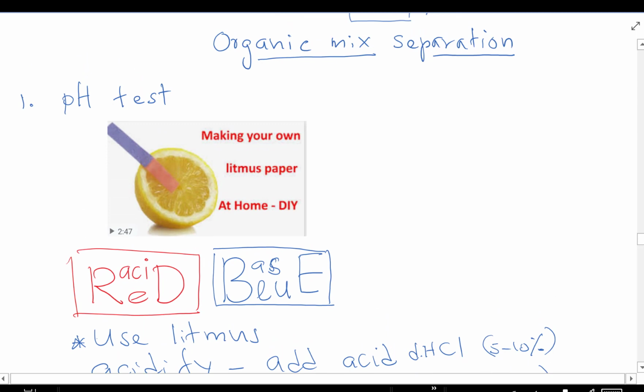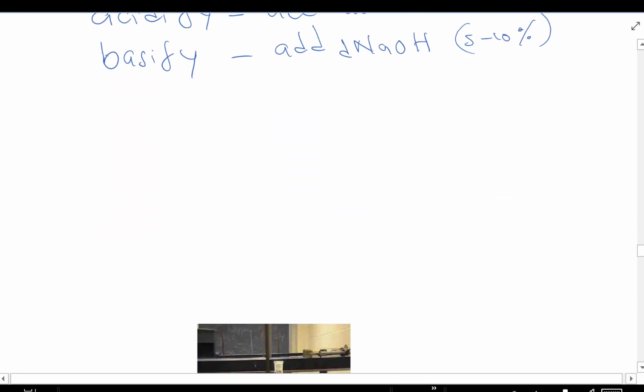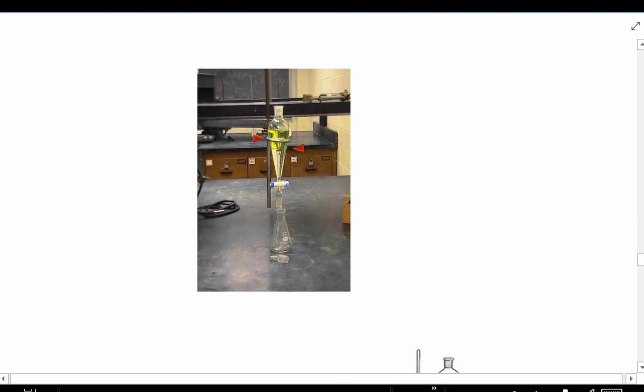Now, we can also look at the mixture separation, where, like I said, it's acid and neutral. So that's type A, and N is type A. And you need a different flowchart for it. If you have a base and a neutral, that would be a different flowchart, right? So the procedures are a little bit different. Now, let's look at the apparatus.